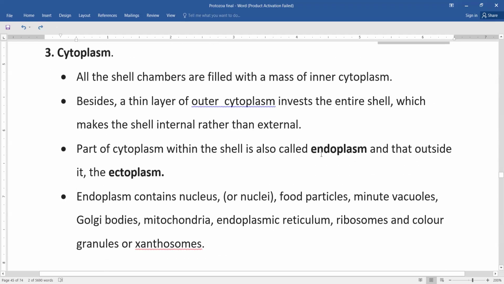There is an inner endoplasm and outer ectoplasm as usual. Endoplasm contains nucleus or nuclei.